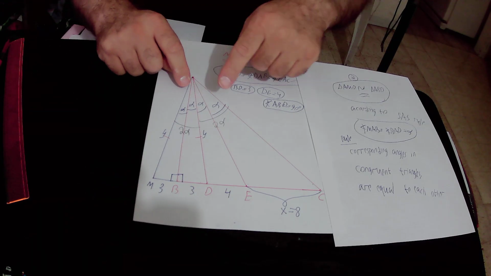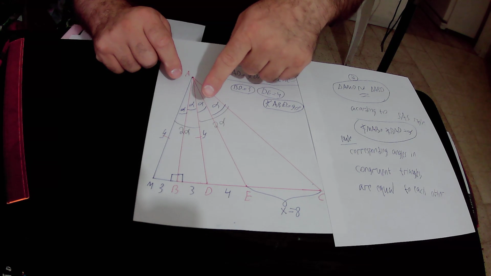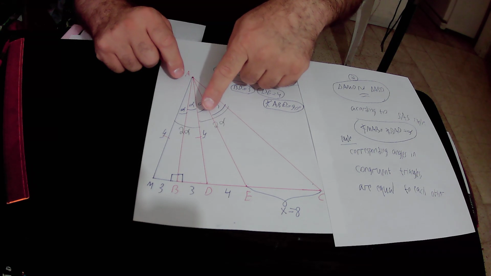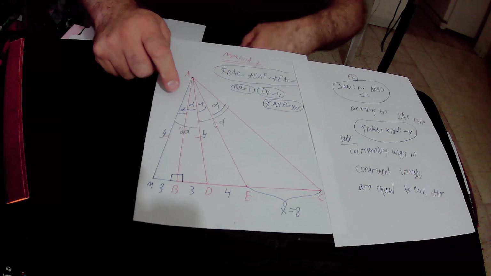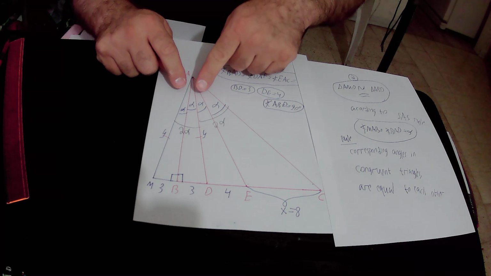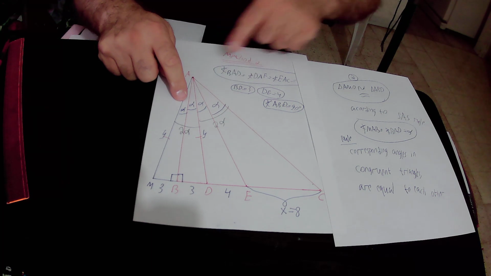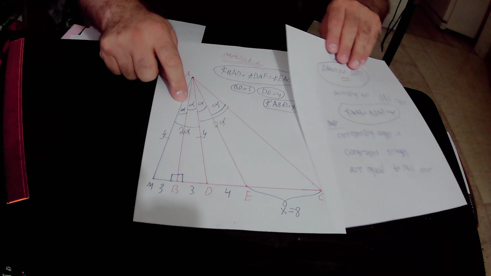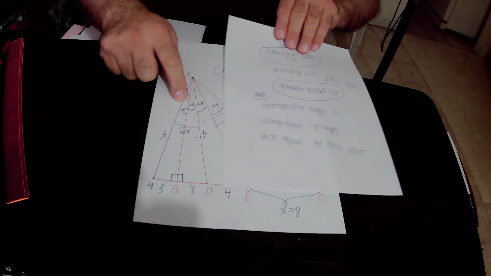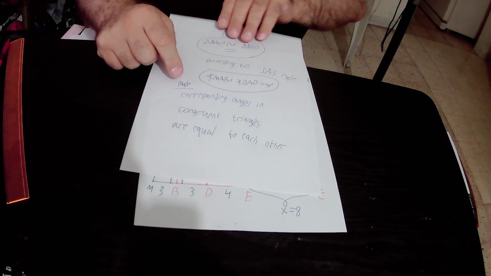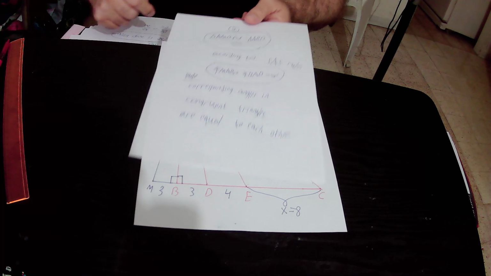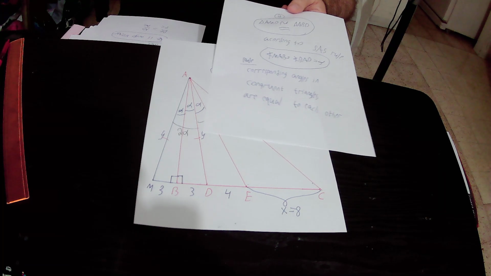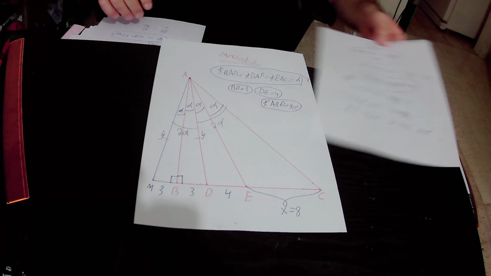We know that angle BAD equals alpha, so angle MAD, which equals angle BAD, must also be equal to alpha. So angle MAB is also equal to alpha, according to the rule that corresponding angles in congruent triangles are equal to each other.